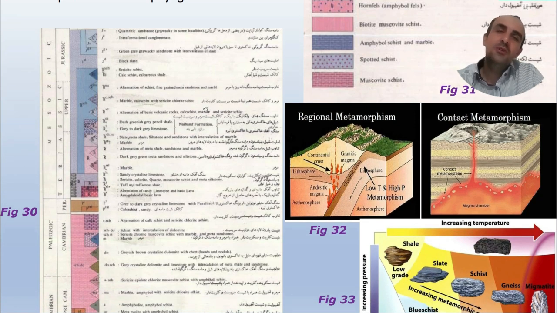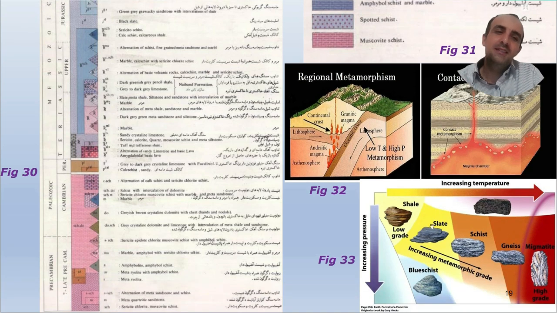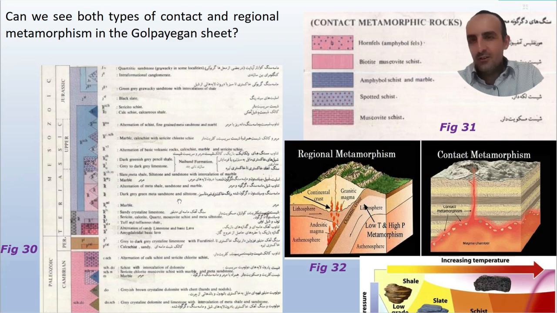Please think about previous slides. I said that slate is one of the most important formations and rock types that we can see in Gulpaigan. And also schist is important and visible in Gulpaigan stratigraphic columns. Yes, you are right. We have a lot of regional metamorphism in Gulpaigan.